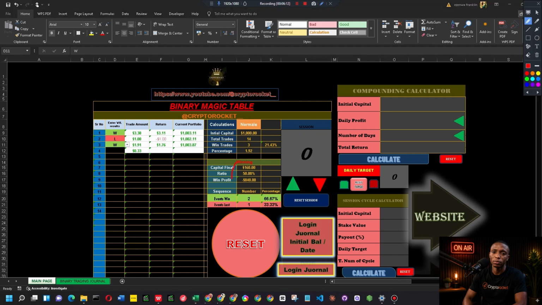This particular place is just based on percentage. I don't really make use of it. It just shows the profit, winning profit percentage, ratio, and capital final.